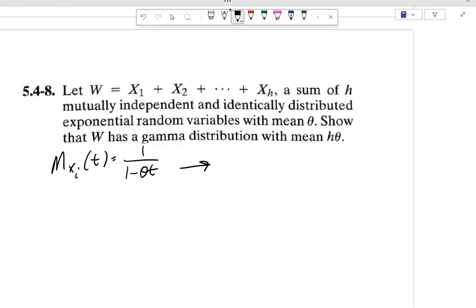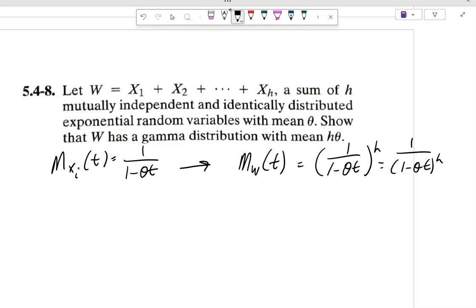So using what we just talked about a minute ago, if I want the moment generating function for W, which is what they labeled the sum here, when we add random variables, what do we do with the moment generating functions? Multiply. They're all identical here, so we multiply each of them together. So I would have 1 over 1 minus theta t to the h, and I could just move the h down to the denominator. And what is that the moment generating function for? Gamma.